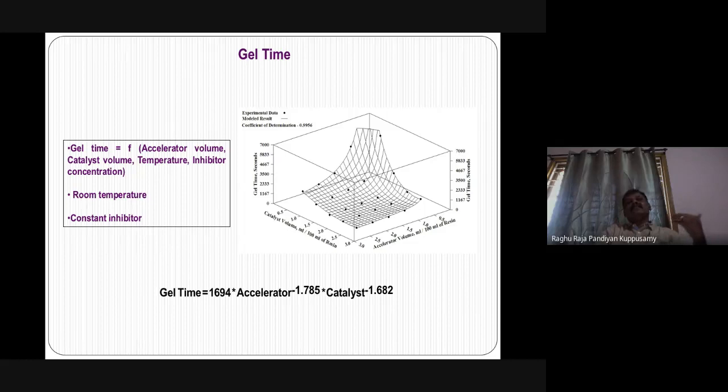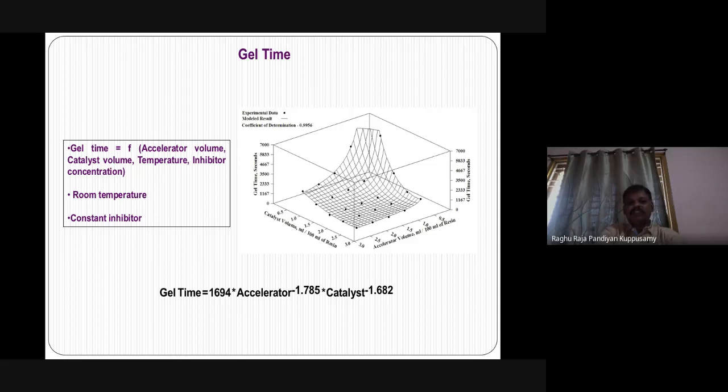proportions of accelerator and catalyst are very, very important for gel time. Like if I use more accelerator, more catalyst, the gel time will be much lesser. If I use lesser accelerator and lesser catalyst, the gel time will be much higher. So according to your need, you can change the accelerator and catalyst, and moreover, this changes everything. Like viscosity will get varied as well as kinetics will get varied.